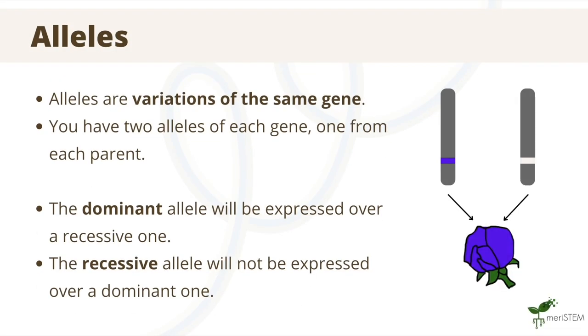Firstly, let's recap on alleles. Alleles are variations of the same gene. That is, they are found in the same spot on homologous chromosomes, but they encode for different traits. You have two alleles for most genes because you get one from your father and one from your mother. Alleles can be dominant or recessive, where the dominant allele is expressed over the recessive one.